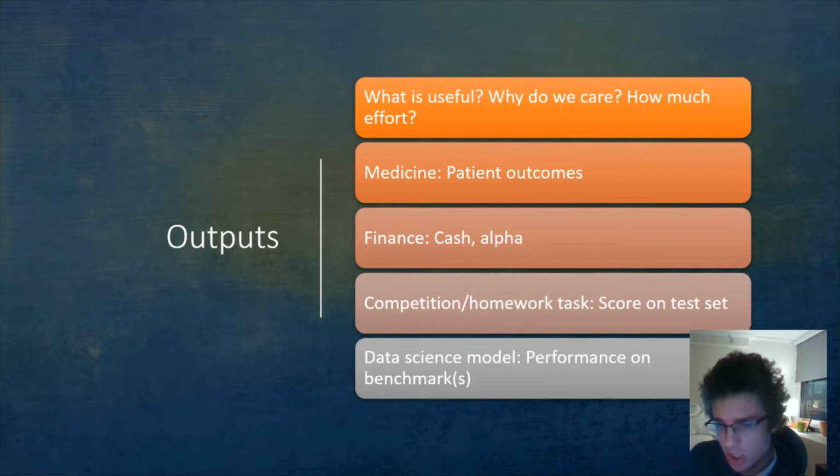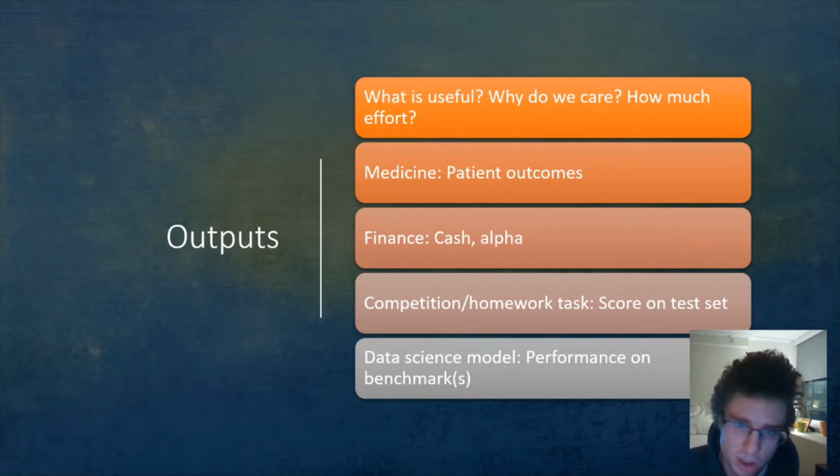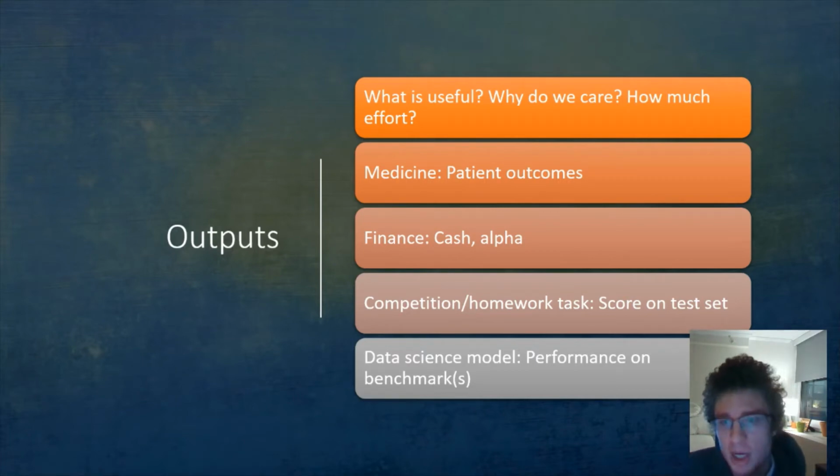Basically, the closer you can get to that end goal, patient outcomes, and in finance, you're following the cash, you're following the money, right? On your homework score or your competition, you're usually just looking for a score on some test set, a tangible object. So think about whatever you're really looking at, and think about what's really important. From there, that's how you're going to be able to define it.